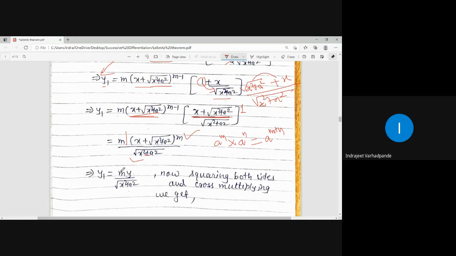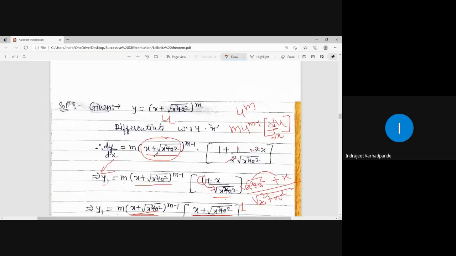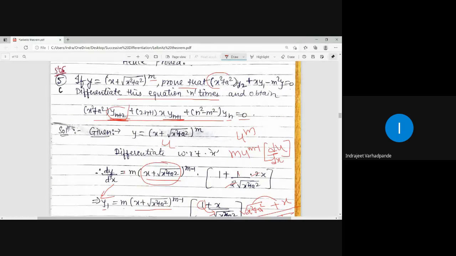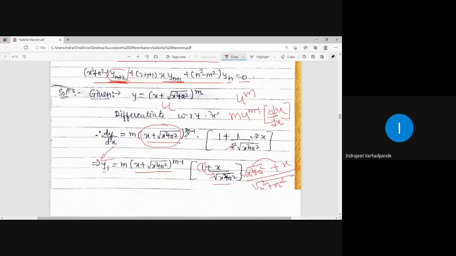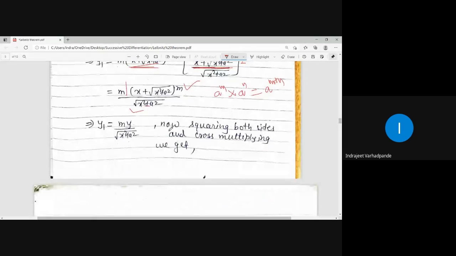So this is after conversion to y, the original question. y1 is equal to m into y upon under root of x square plus a square. Now to remove the square root sign, what do we have to do? Squaring both sides, because in the result I see the term x square plus a square, there is no under root sign. So I will square both sides. What is the square of this side? y1 square is equal to m square y square upon x square plus a square, right?